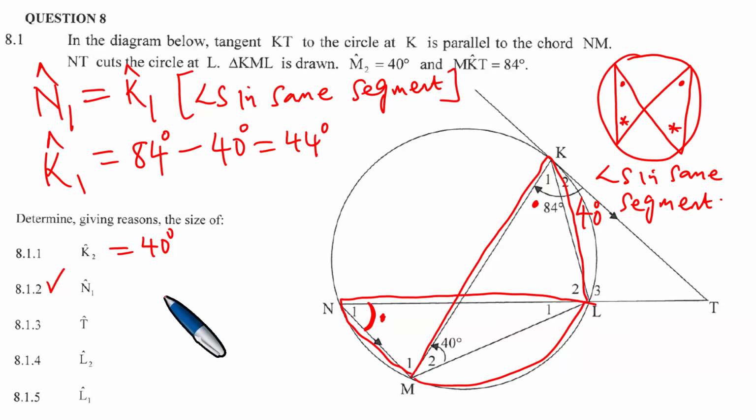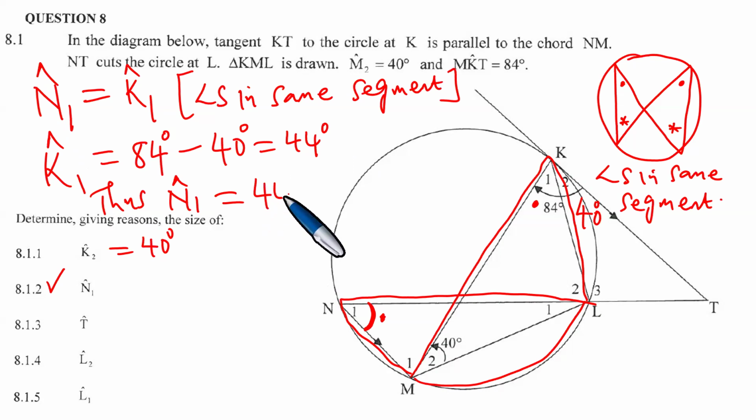Now, we want to find the angle N1. What is the size of the angle N1? Right, so we then say, thus, the angle N1 is equal to, remember we said the angle N1 was K1. We got K1 to be 44, which means the angle N1 equals 44 degrees.